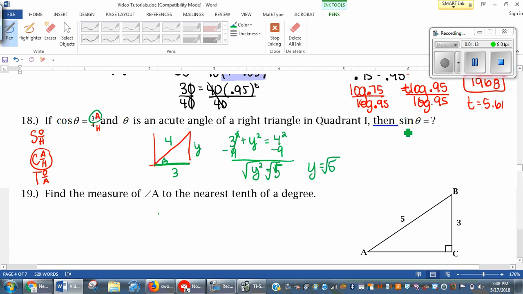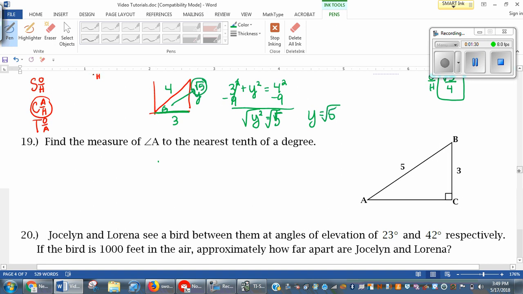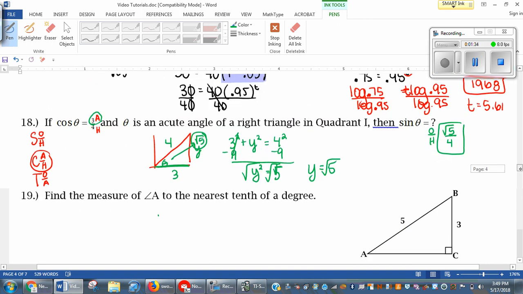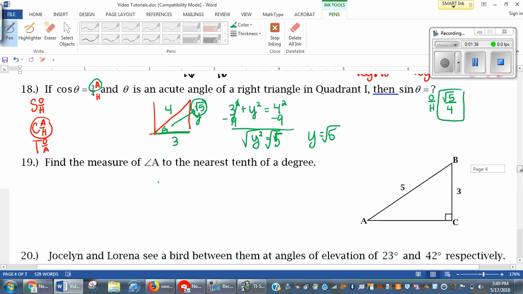For the final answer, they want sine, which is the ratio O over H. So if this is the square root of 5, O is the square root of 5, and the hypotenuse is 4. The nice thing about this is we don't have to rationalize, it's already in that form. And again, if I went too fast, just go back and rewind the video.